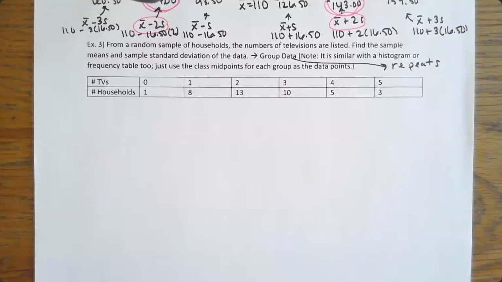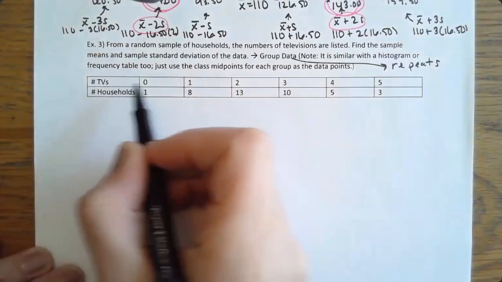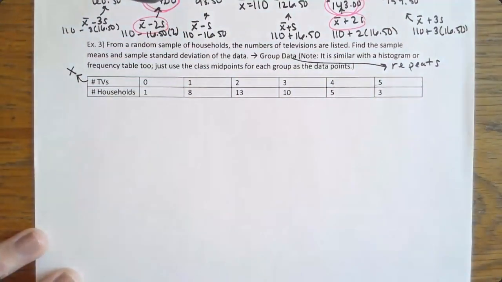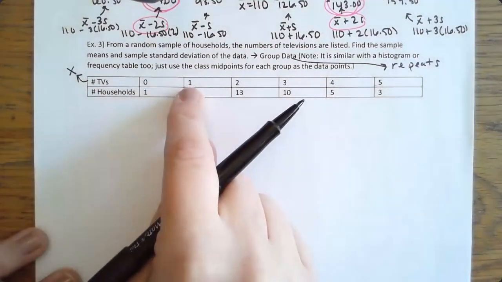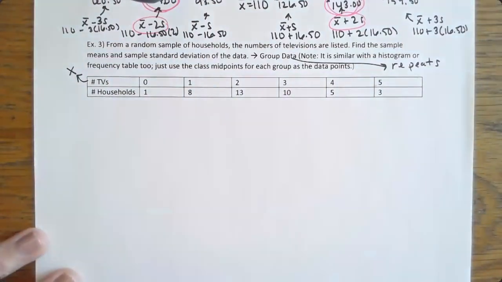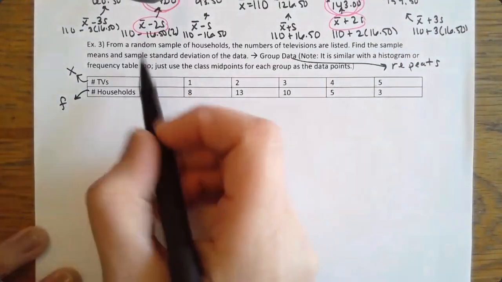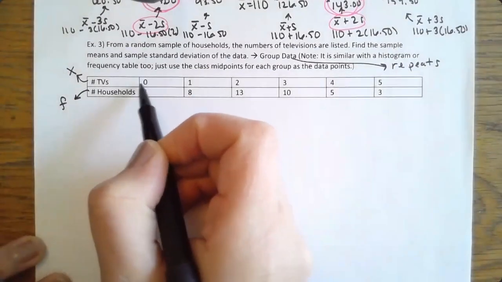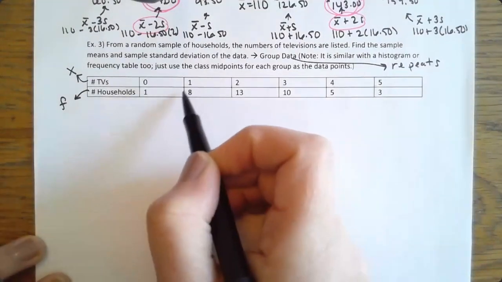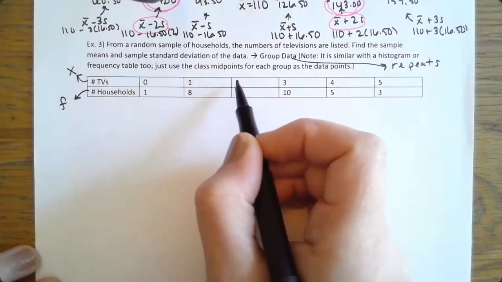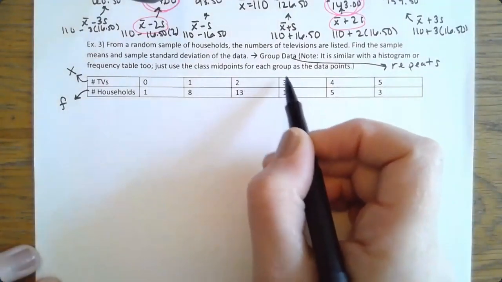So a couple things to know is the number of TVs is the actual data. Right? How many TVs do you have at home? Oh, I have 0 TVs. I have 1. I have 2. I have 3, and so on. And then the number of households, this is actually the frequency, right? So 1 household said they had 0 TVs. 8 households said they have 1. 13 households said they have 2. 10 households said they have 3, and so on.